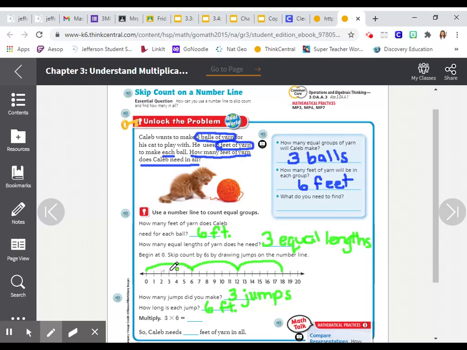Now let's make sure that there's 6 in between each jump. So 6, 1, 2, 3, 4, 5, 6. Perfect. 1, 2, 3, 4, 5, 6. Excellent. So we made 3 jumps of 6 and we landed on 18. So 3 times 6 equals 18. So Caleb needs 18 feet of yarn in all. We used all of the information from our word problem to help us solve. Now it's your turn. Make sure that you are moving the jumps on the number line on your slides to the correct place.